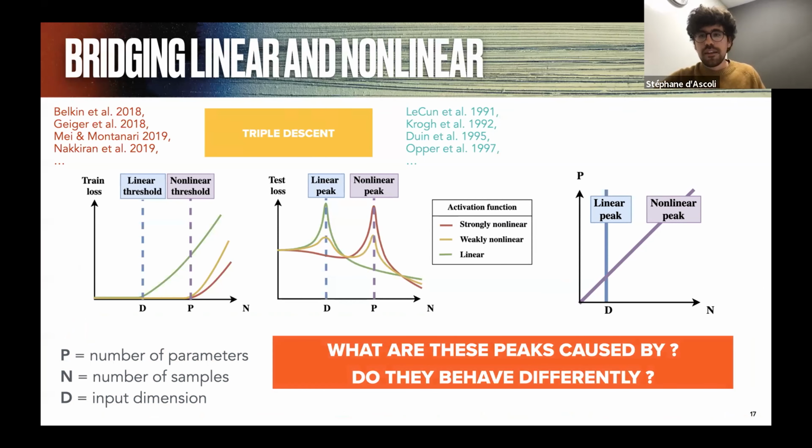So this is telling us that these two peaks are not the same thing, because you can observe both of them simultaneously in one single neural network. And so we're going to try and see what distinguishes these two kinds of overfitting: the one for linear models, which was studied in the 90s, and the one for nonlinear models, which was studied in recent years.